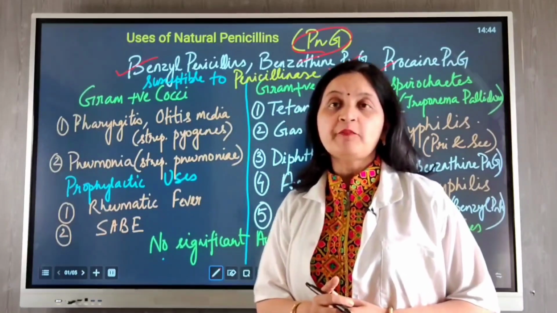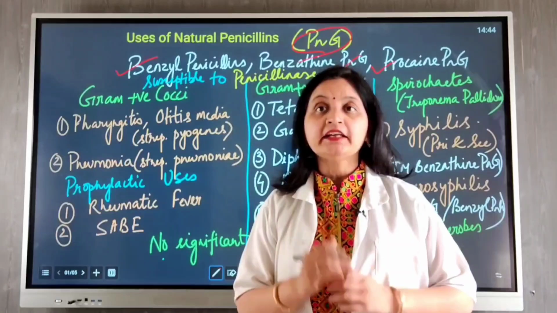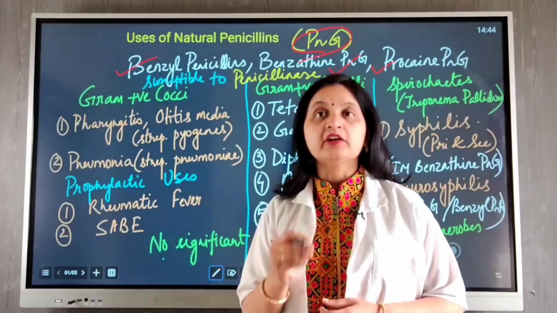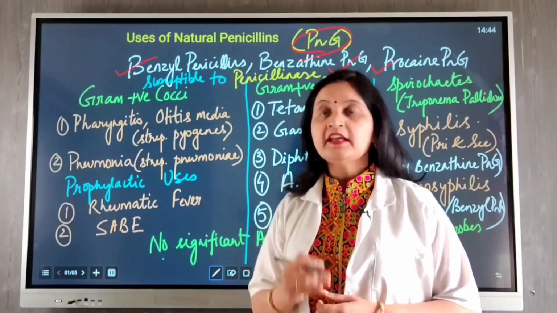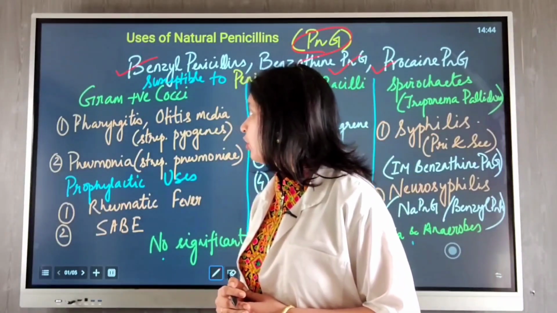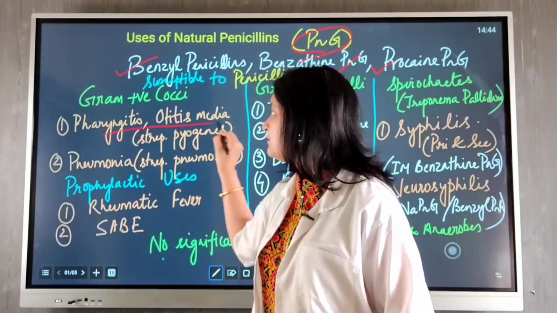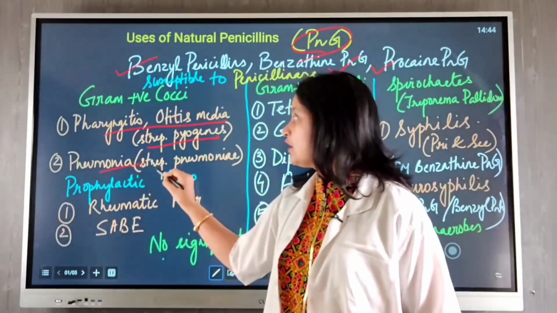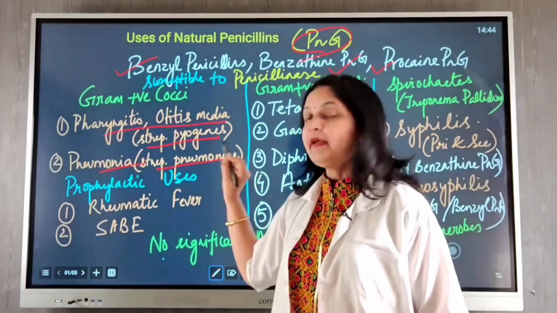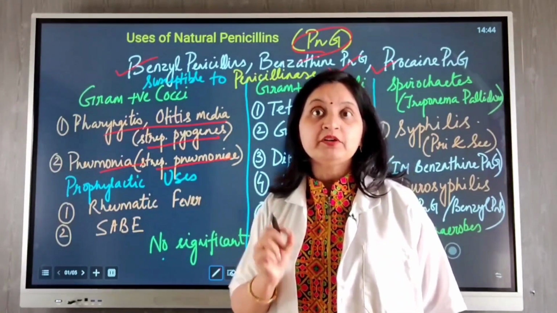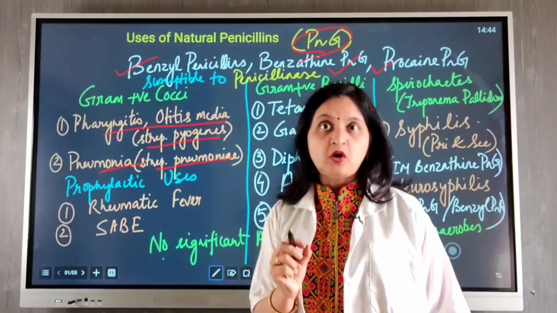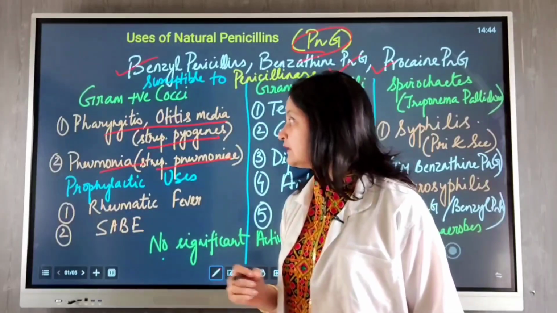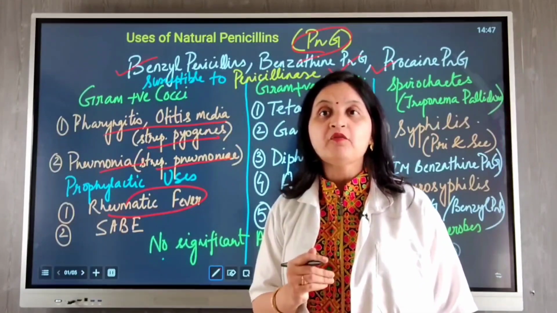A characteristic feature of penicillin G is that it has high activity against gram-positive organisms, both gram-positive cocci and gram-positive bacilli. Amongst the infections that are caused by gram-positive cocci are pharyngitis and otitis media, which are caused by Streptococcus pyogenes, and pneumonia that is caused by Streptococcus pneumoniae. So penicillin G is highly active against respiratory tract infections that are caused by Streptococcus pyogenes and Streptococcus pneumoniae, and also pneumococcus.